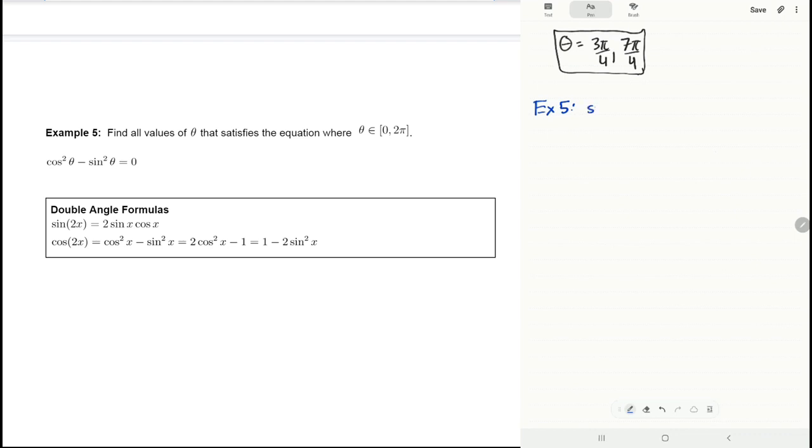So we have cosine squared of theta minus sine squared of theta is equal to 0. So we use the double angle identity. The left-hand side is equal to the cos of 2 theta, equal to 0. So we want to find the angles where cos of 2 theta is equal to 0, where theta is between 0 and 2 pi.